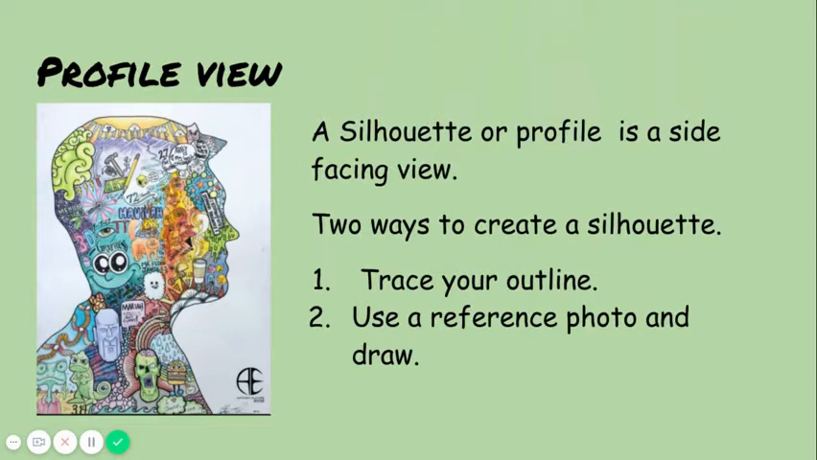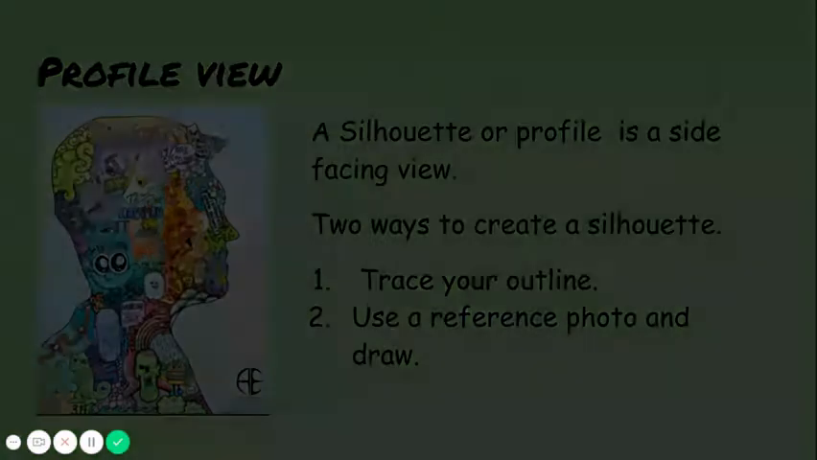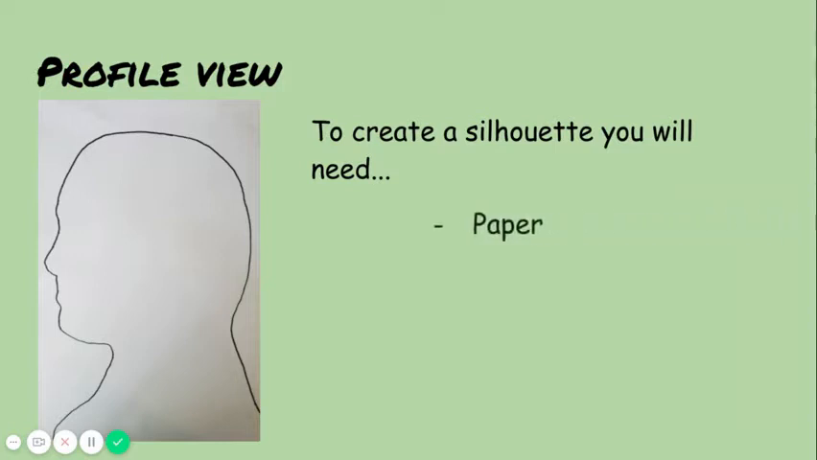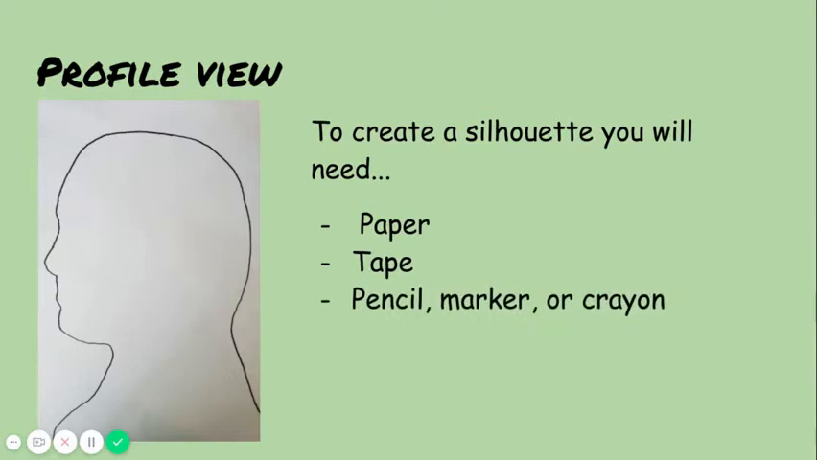One, you could trace your outline using the silhouette technique that I will be showing you in a video. And two, you can use a reference photo and draw directly from a reference photo, and I'll also show you that in video form. If you choose to draw the profile view, this is what you're going to need to do a silhouette: paper, tape, pencil, marker, or crayon, a flashlight, and a friend to help you.